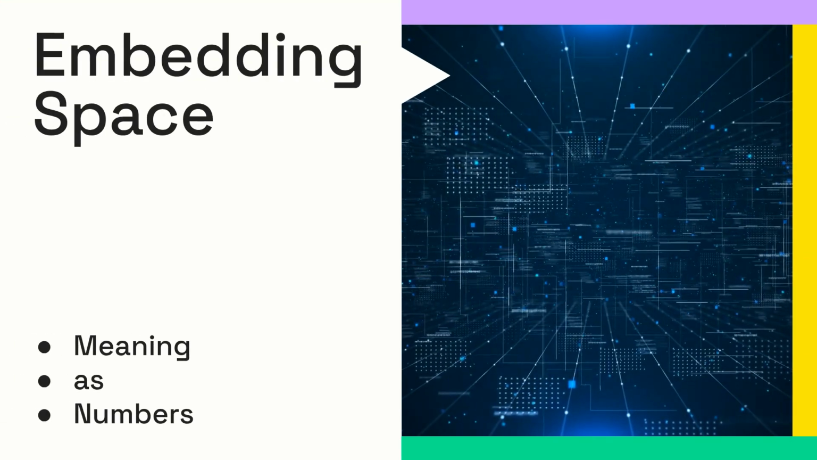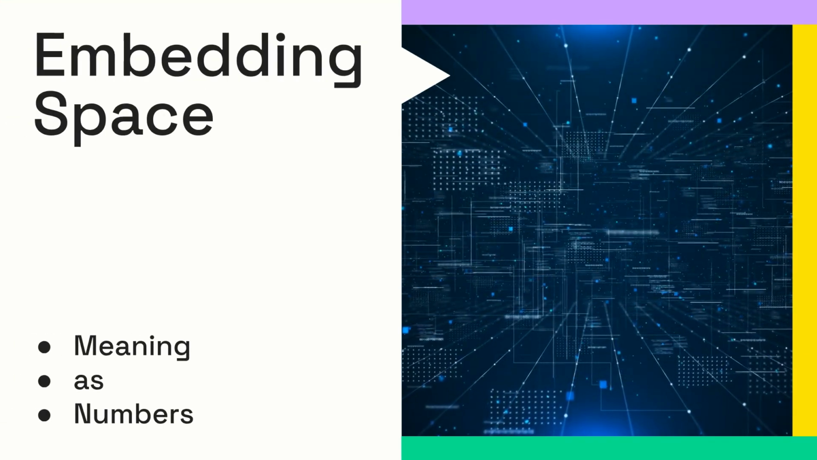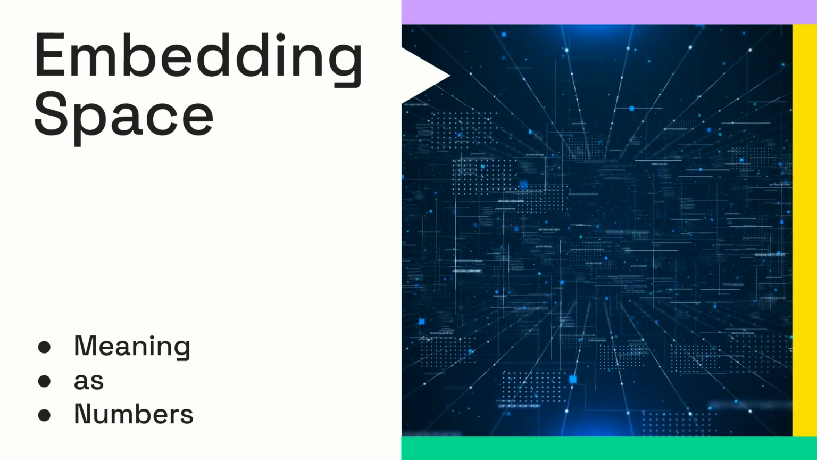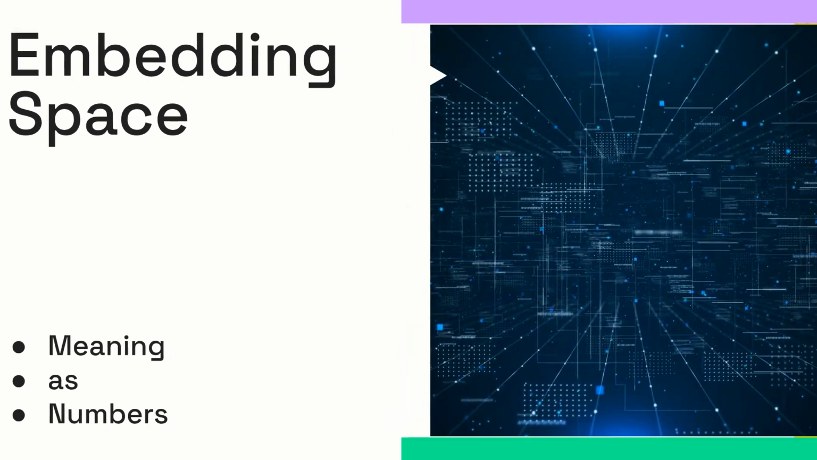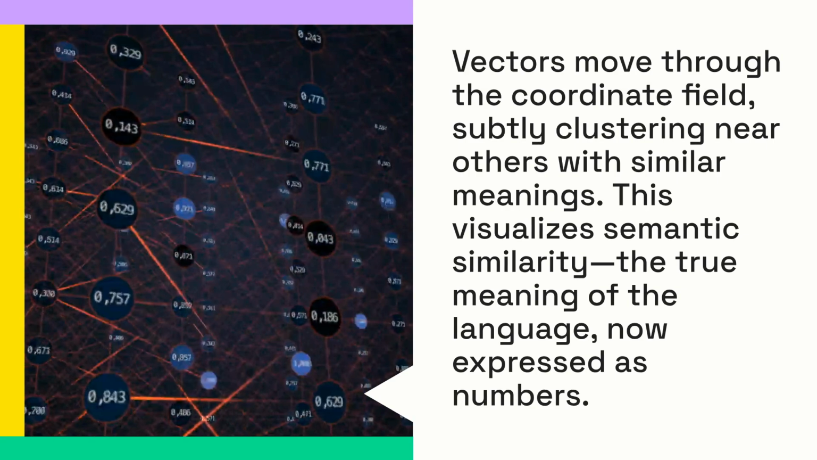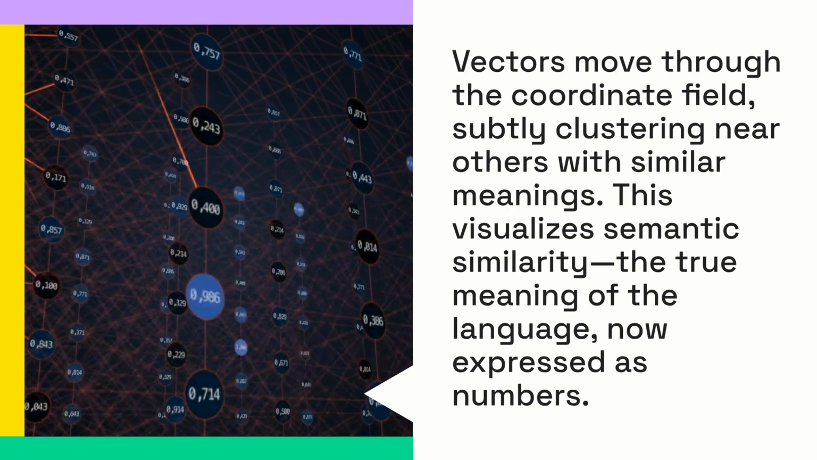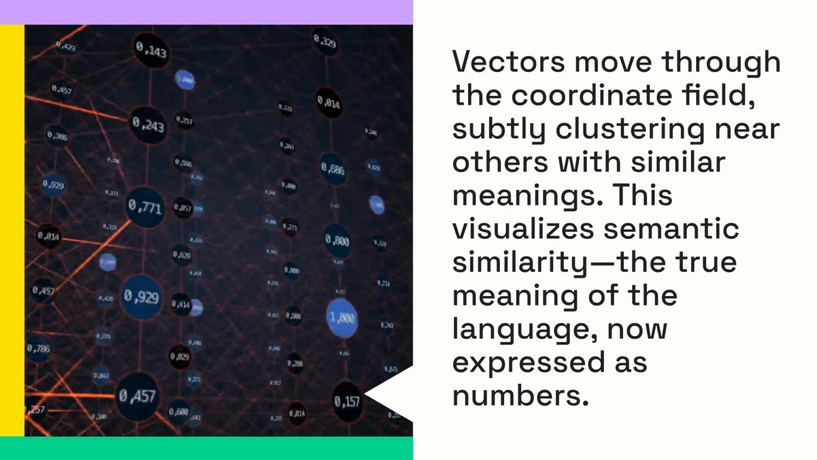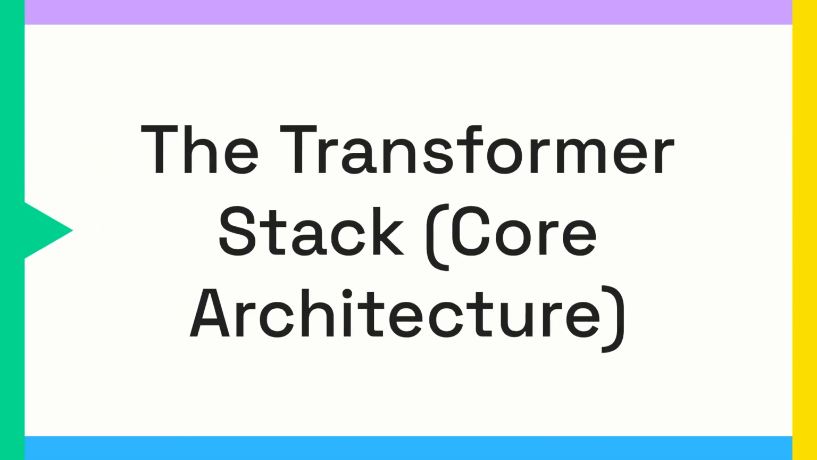These tokens then dissolve and transform into vectors, numerical representations that enter a vast grid-like embedding space. Inside this space, the vectors move and cluster, a subtle animation that represents semantic similarity, capturing the meaning of the words. We now enter the engine room, the transformer stack, the architecture that handles context and relationships between all the tokens.